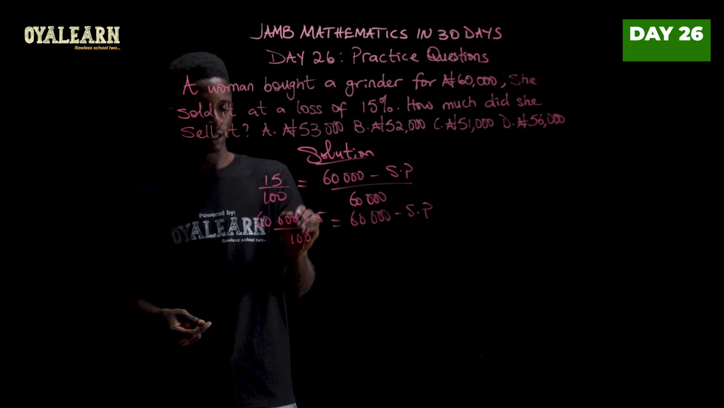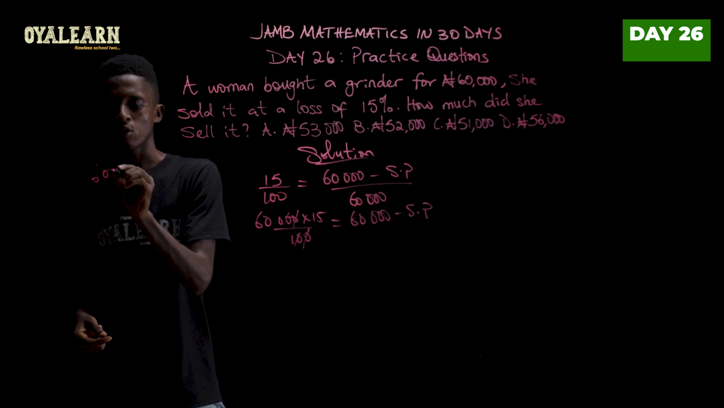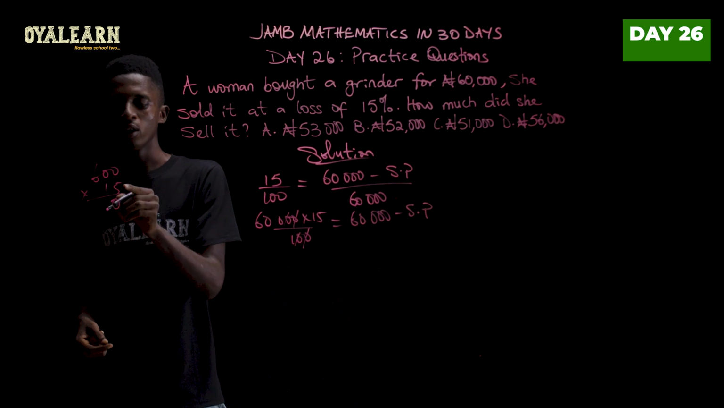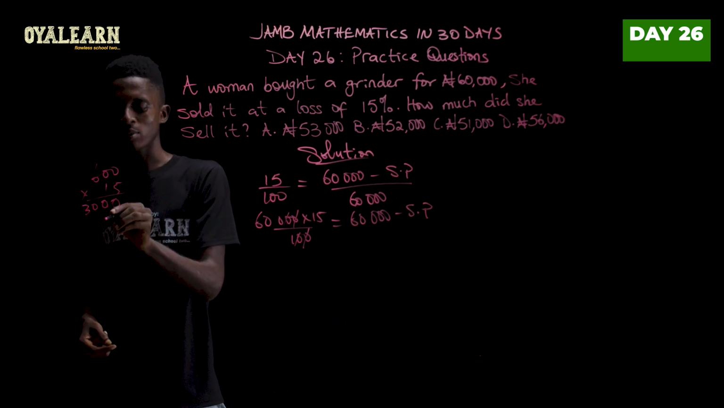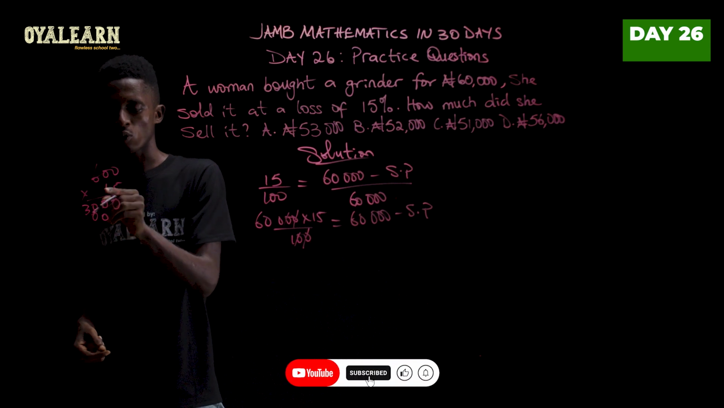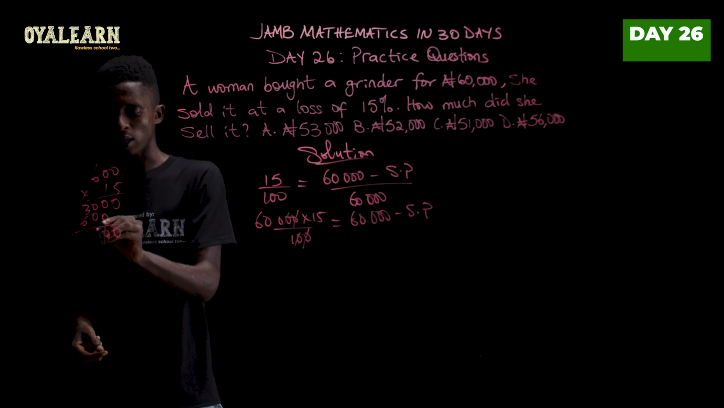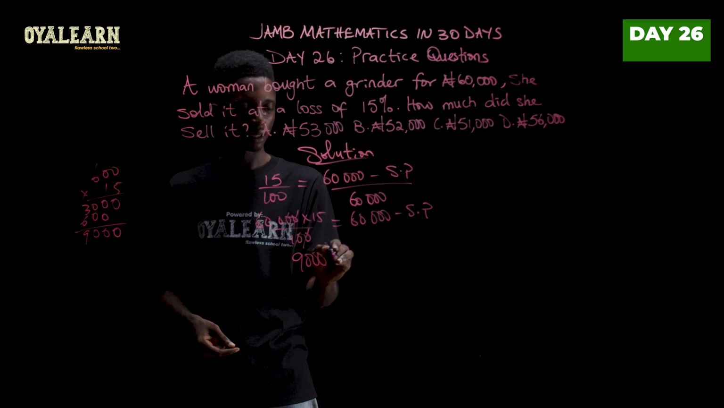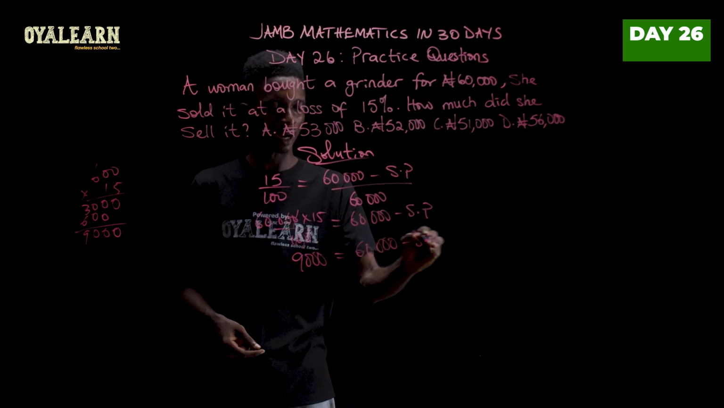So from here, 0 cancels 0, 0 cancels 0. So we have to do 15 times 600. So 600 multiplied by 15, that will give us 5 times 0, 0. 5 times 0, 0. 5 times 6, that's 30. 1 times 0, 0. 1 times 0, 0. 1 times 6, and that is 6. So when we add it up, we have 0, 0, 0, and 9. So we have 9,000 on the left-hand side here equals 60,000 minus selling price.